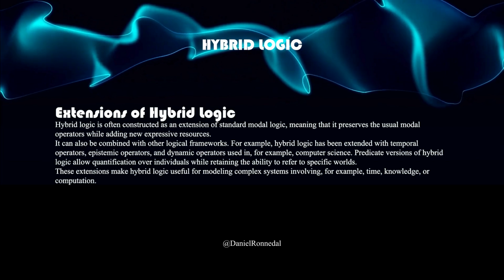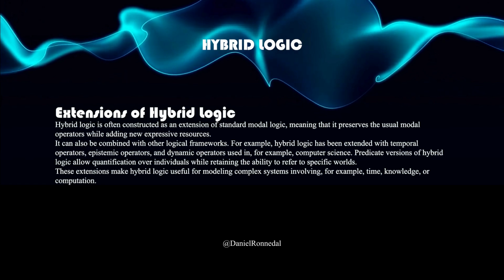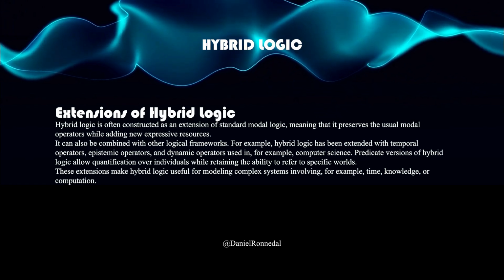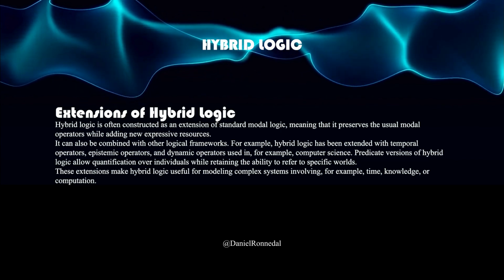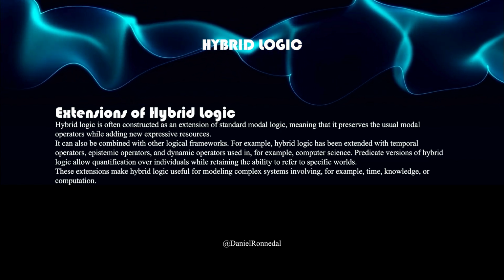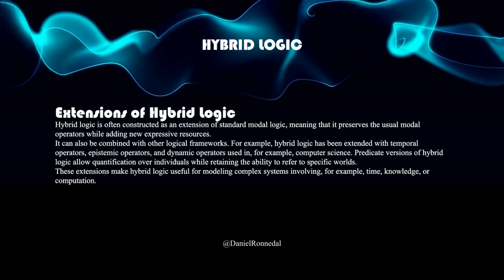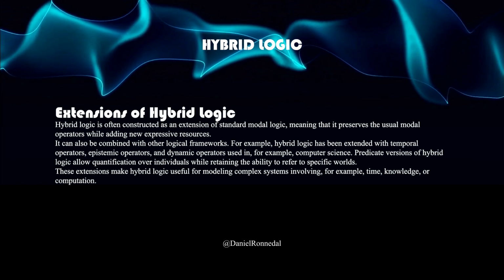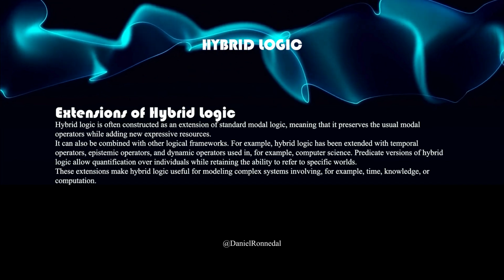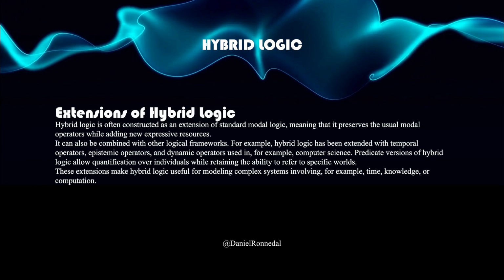Hybrid logic is often constructed as an extension of standard modal logic, meaning that it preserves the usual modal operators while adding new, expressive resources. It can also be combined with other logical frameworks. For example, hybrid logic has been extended with temporal operators, epistemic operators, and dynamic operators used in, for example, computer science. Predicate versions of hybrid logic allow quantification over individuals while retaining the ability to refer to specific worlds. These extensions make hybrid logic useful for modeling complex systems involving, for example, time, knowledge, or computation.